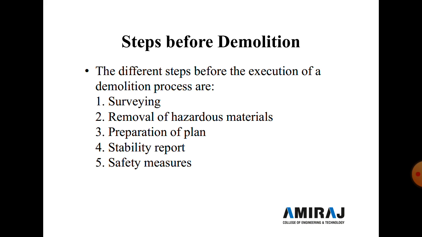Then the stability report. Before demolition we prepare a stability report, because, for example, if we take a building, is it stable or not? So first we prepare a report about the stability, for how many years or how many months it is stable, and then we demolish the structure. And the fifth point is safety measure. When we demolish any building or structure, safety is compulsory.